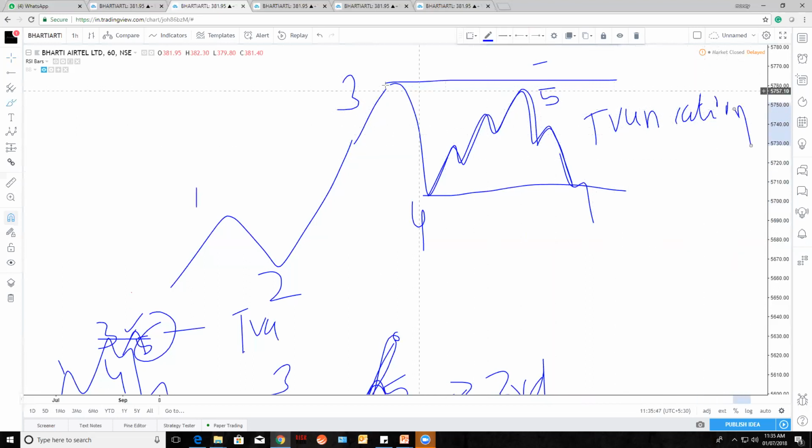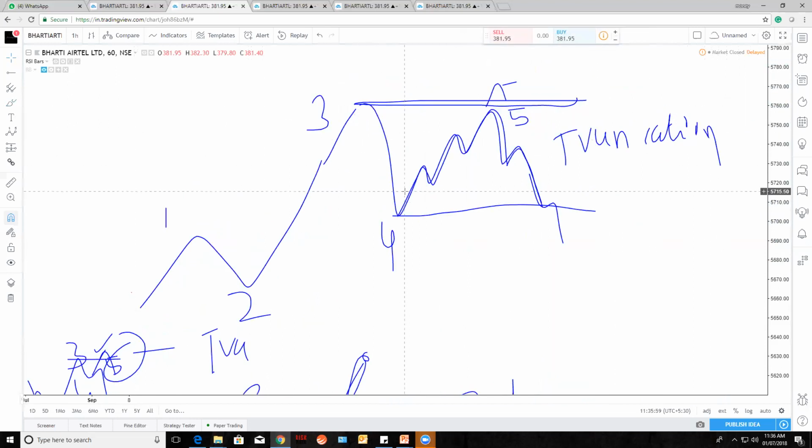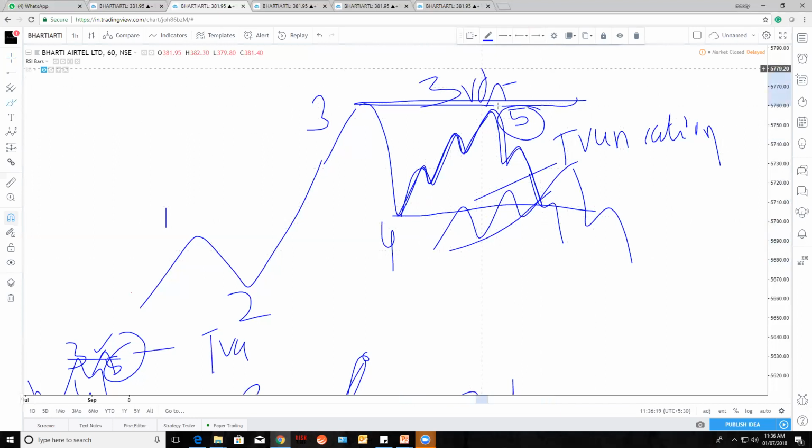Truncation means it cannot touch the high of the third wave, or at least not go above the third wave. But internally it will cover the 5 waves. So internally the structure looks like 1, 2, 3, 4, 5, or at least an ending diagonal structure. Then it falls. So whenever a fifth wave fails to cross the third wave, it is called fifth wave truncation.